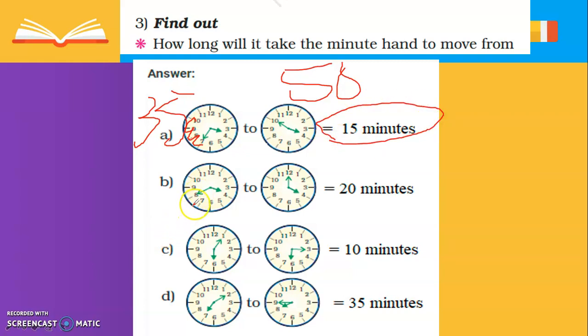Now over here, let us try. It is 3:40 and it will be 4 o'clock. So after how many minutes will the clock strike 4?